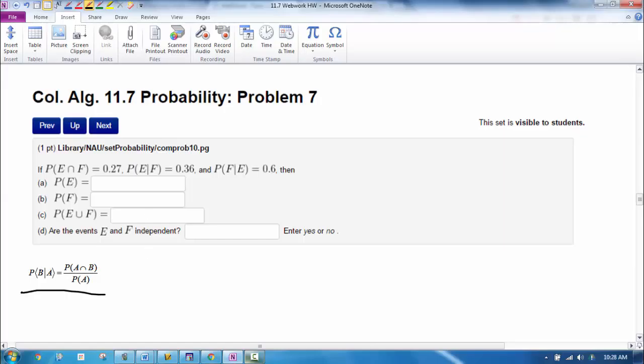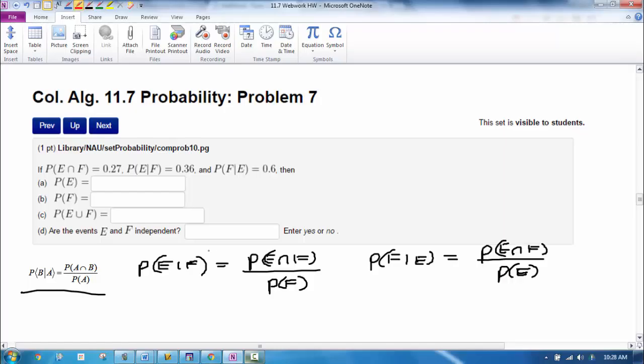So what I'm going to do is replace B with E, A with F, and then switch that, and I get these 2 formulas. And now you can use these. So if we're looking for the probability of E, that's right here, and then they give us the probability of F given E, that's 0.6. Probability of both, it doesn't matter which way you write, you could switch these because both just means both, which is right here, 0.27. So you have 0.6 equals 0.27 over what you're looking for.